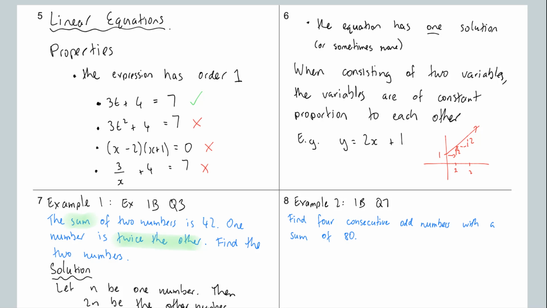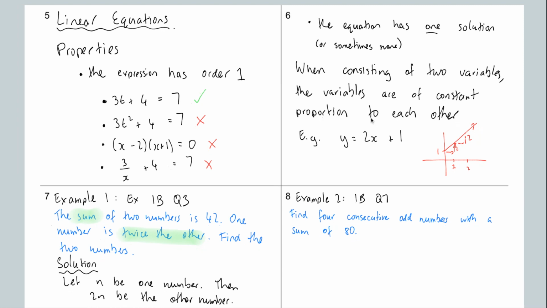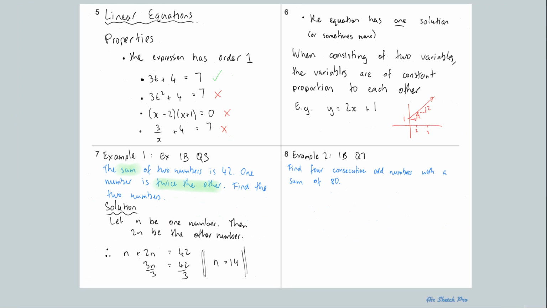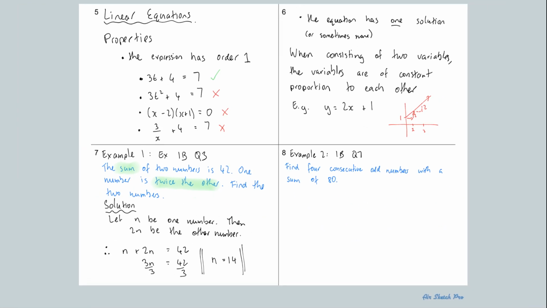Answer the question is the last thing. It says find the two numbers. If you leave it as n equals 14, you haven't. I really do prefer, excuse me for the squishy room here, but I really do prefer there to be just a little bit of a sentence to finish off.